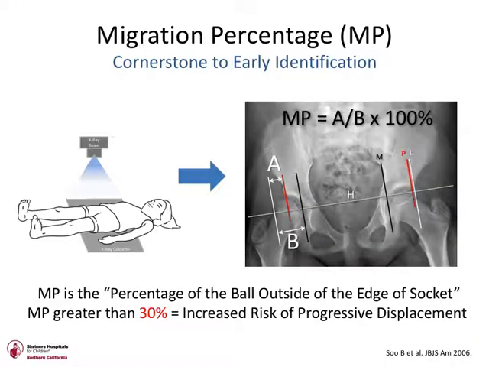So the cornerstone to early identification of hip dysplasia is a relatively easy percentage or ratio. And it is the migration percentage, which is the percentage of the ball that is outside of the edge of the socket. Now, as you get into the details, defining what part of the ball to measure and what part of the socket to measure becomes a little more difficult. So in our third session today, I'll go over some details with you.